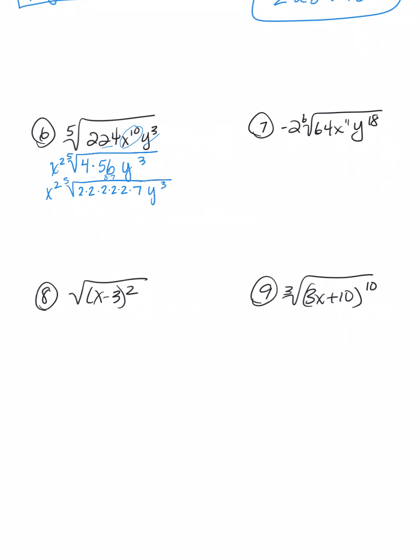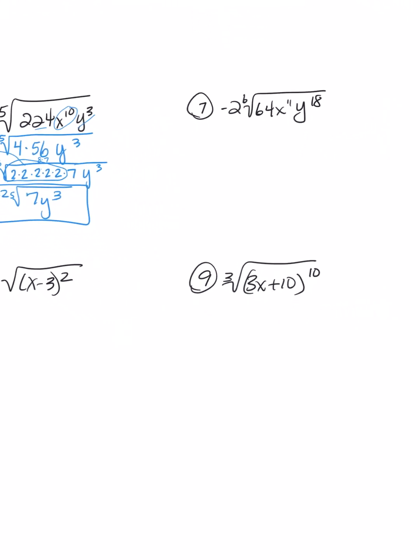Now I go back and look at, do I have 5 2s? 1, 2, 3, 4, 5. I do. So I can pop that out. So it's 2x squared, 7y to the 3rd. And it's the 5th root, so I need to make sure I put that little 5 right there. Now, the question is, look at the variable. Did I take an odd amount out of an even index? Nope, it was an odd index, and I took an even amount out. So this is my answer. 2x squared times the 5th root of 7y to the 3rd.